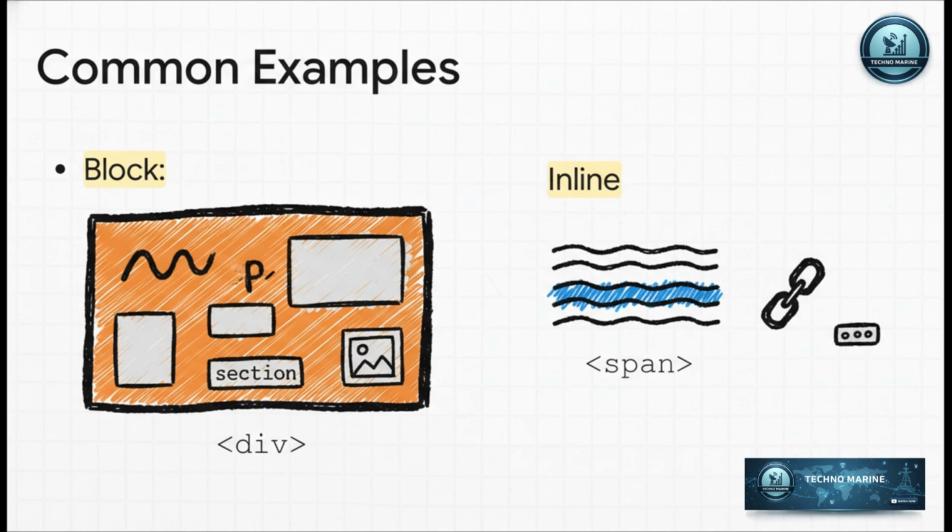And you use these every day. The div tag, that's your classic block element. It's the ultimate generic box. And the span tag is its inline counterpart. Perfect for styling just one little piece of text inside a bigger paragraph.